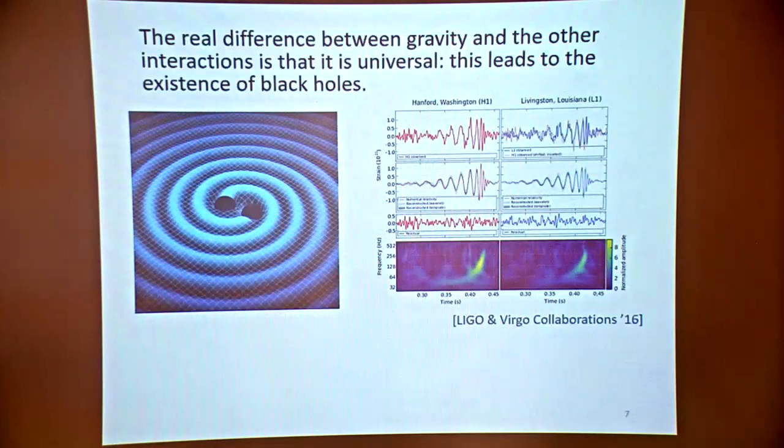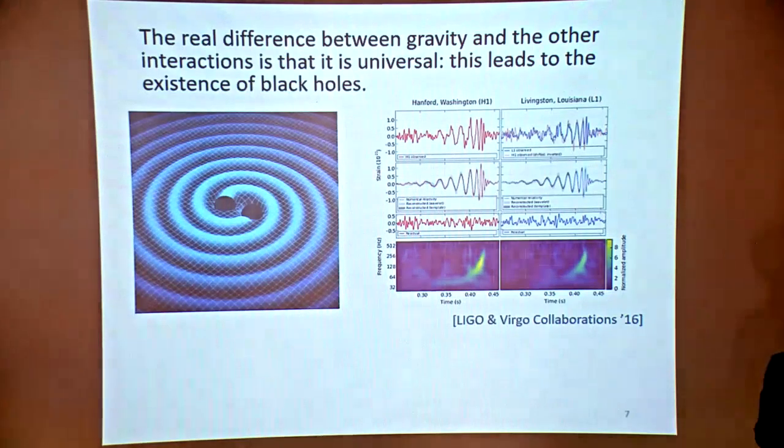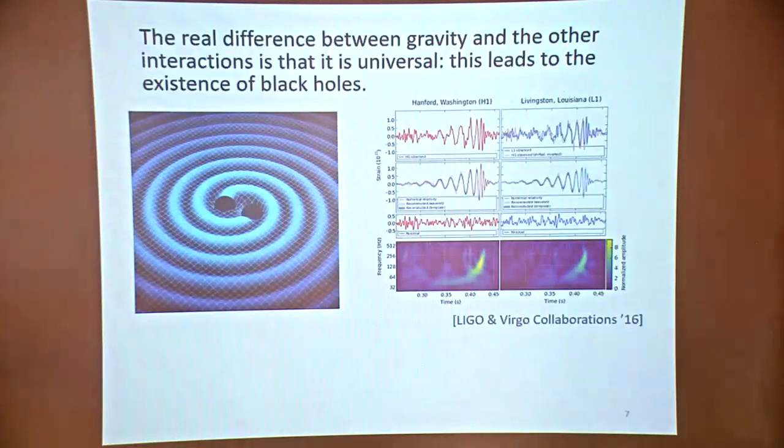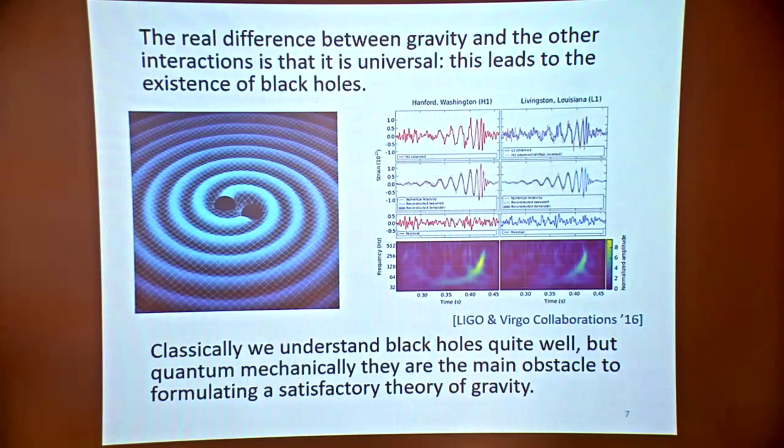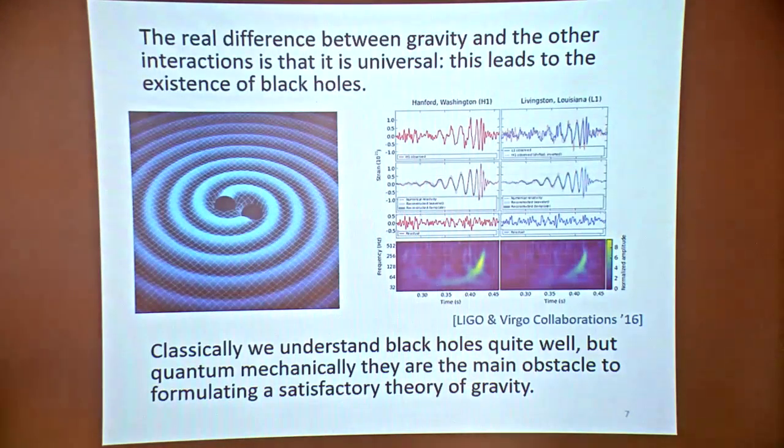Let me first introduce what's the difficulty. The real difference between gravity and the other interactions of nature is that gravity is universal. This implies the existence of black holes. And when two black holes get too close to each other, they collide and emit gravitational waves, such as those that we saw in 2015. Classically, we understand black holes very, very well. We can simulate them and generate all kinds of nice plots. But quantum mechanically, they are the main obstacle to forming a microscopic description of quantum gravity.